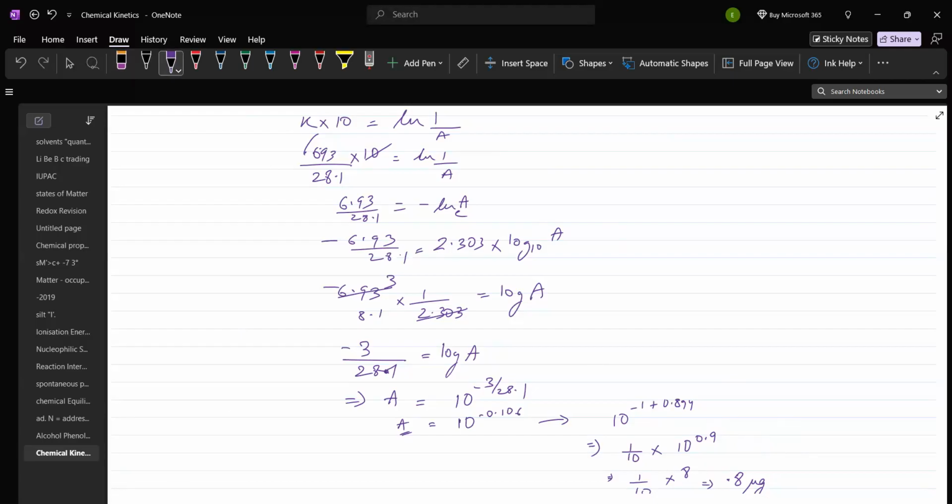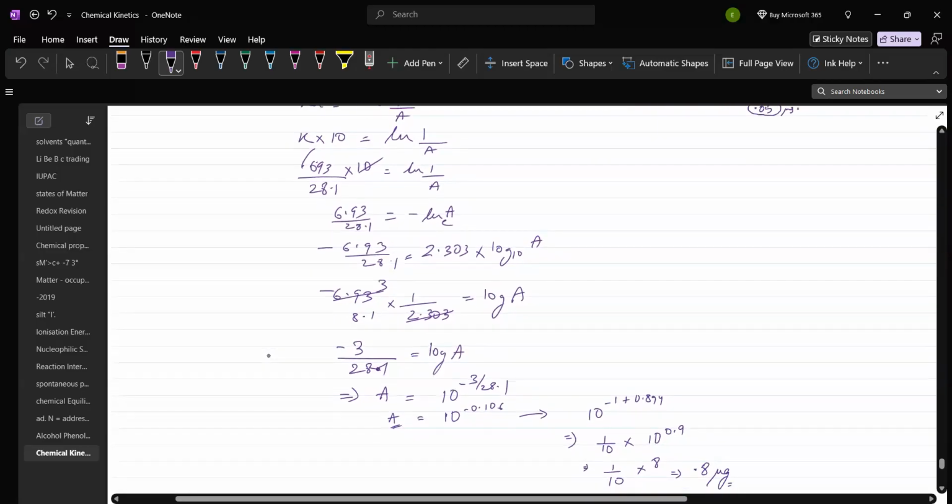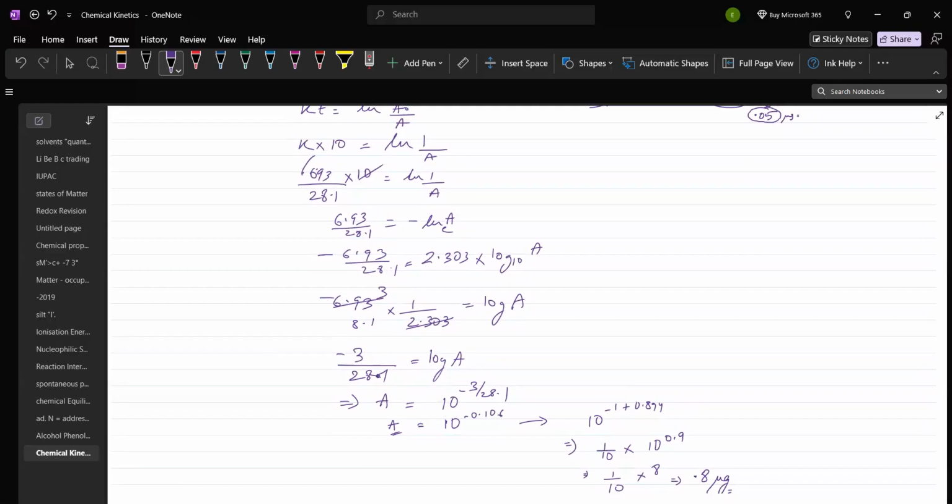Lots of values the examiner himself doesn't know, so that is not an issue. So it is not expected from students as well to do this.